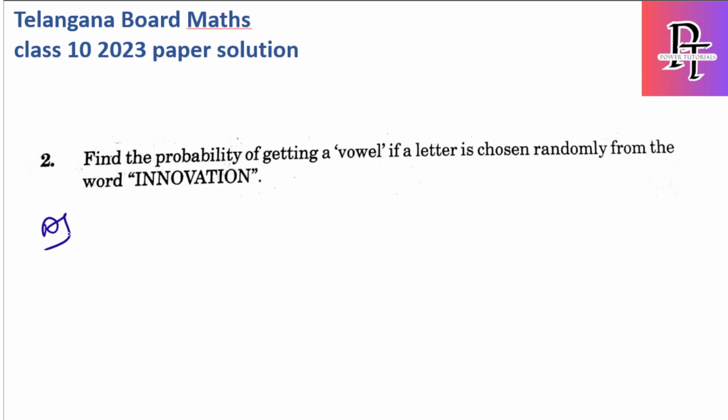Find the probability of getting a vowel if a letter is chosen randomly from this word. What are the vowels? Vowels are A, E, I, O and U. We have to see how many of these letters are present in this word, innovation. You can see here we have 1, here 2, again A, here 3, I again 4, O is 5. So in total, 1, 2, 3, 4, 5 are present.